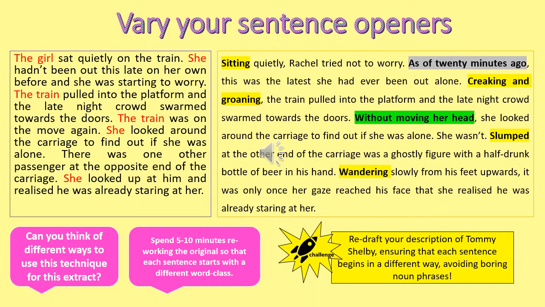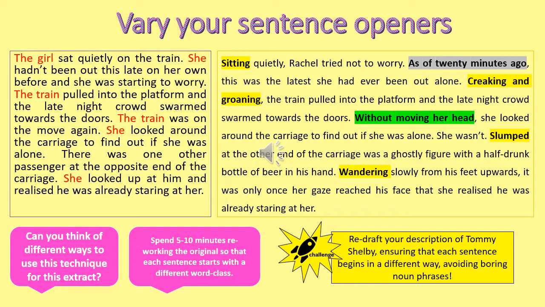On this slide, you can see the original paragraph, where each sentence begins with a noun phrase, and a redrafted paragraph. It's the same character, the same plot, but I've tried to be conscious about the way I open my sentences. There are some tasks at the bottom of this slide to help you to get your head around varying your sentence openers. The first question says, can you think of different ways to use this technique for this extract?